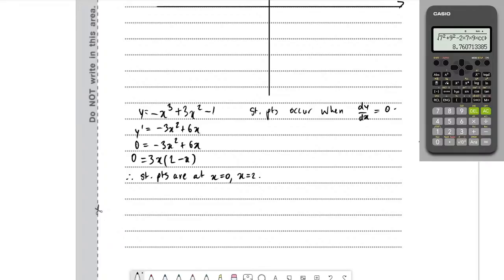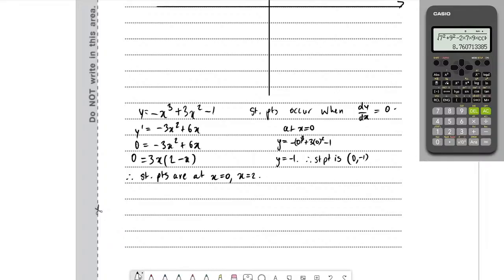So what we'll do is get what these stationary points are. At x is equal to 0, we get y is equal to minus 0 cubed plus 3 lots of 0 squared minus 1. So y is equal to minus 1. And therefore, the stationary point is (0, -1).